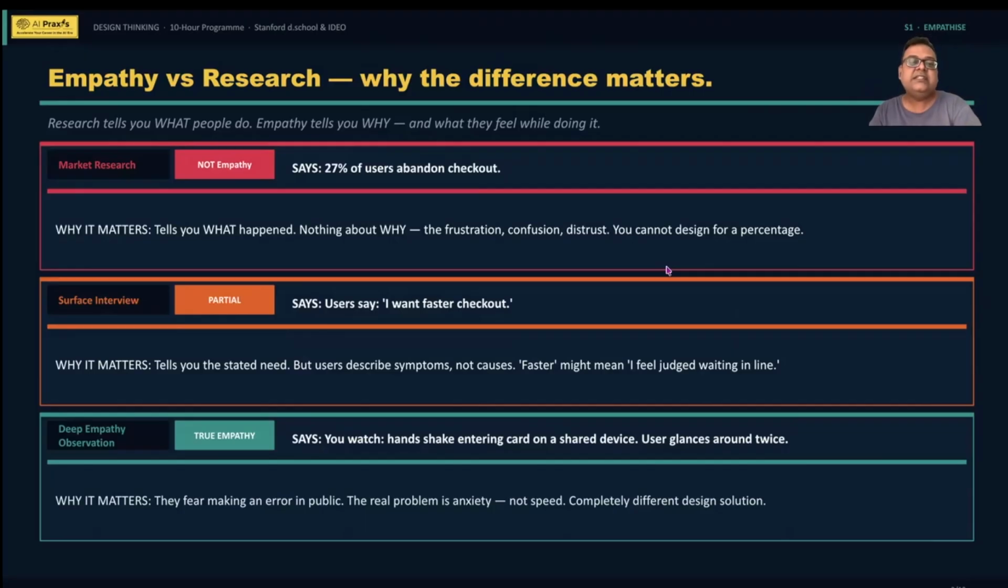The problem isn't speed. The real problem is anxiety. They're afraid of making a mistake. They're worried someone might be watching, or something might go wrong. They're nervous about entering financial information.